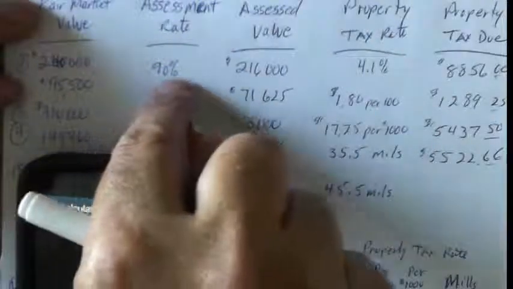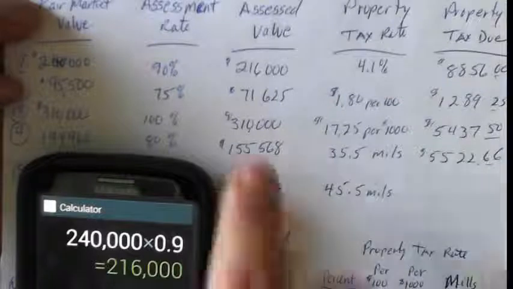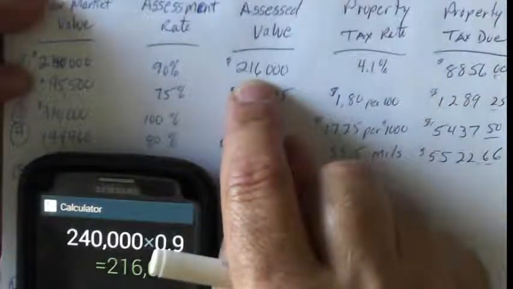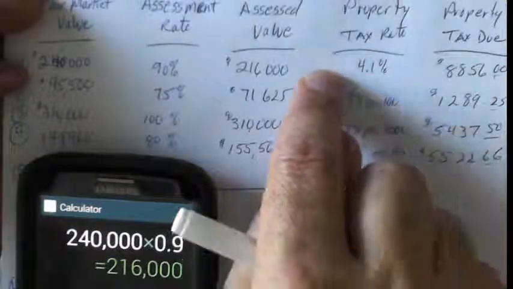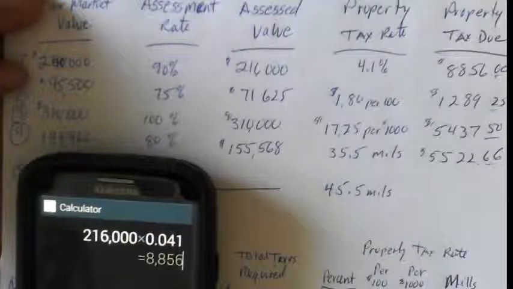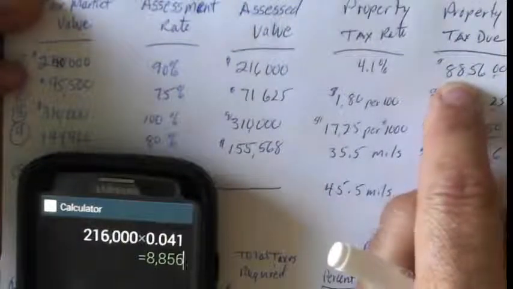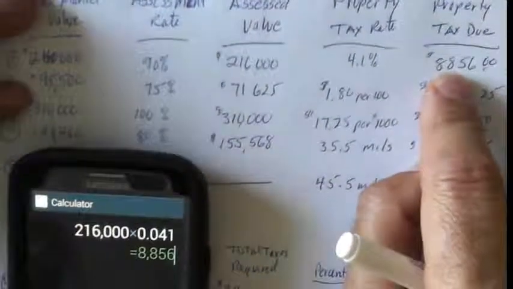Okay, and it's 90%, so that's times 0.9. So they get the assessed value. And then they multiply that by the property tax rate. So we'll change that to a decimal. And they get the property taxes due. Okay, pretty straightforward math here.